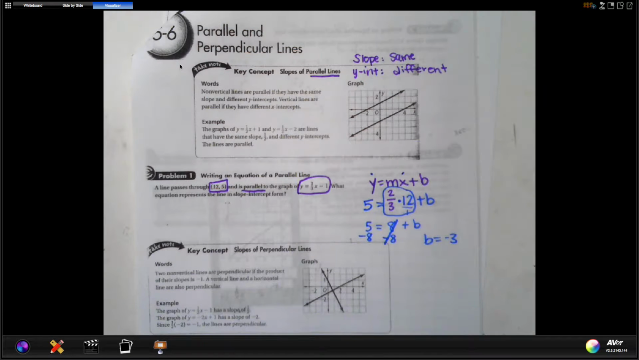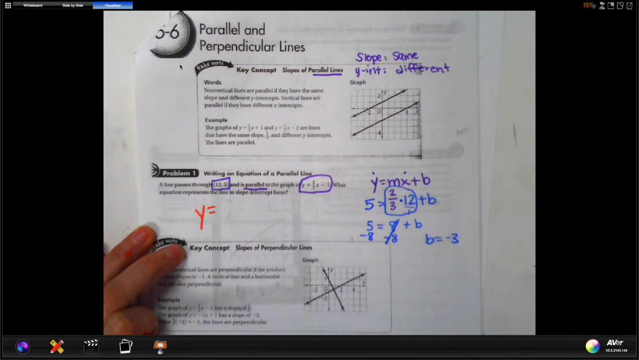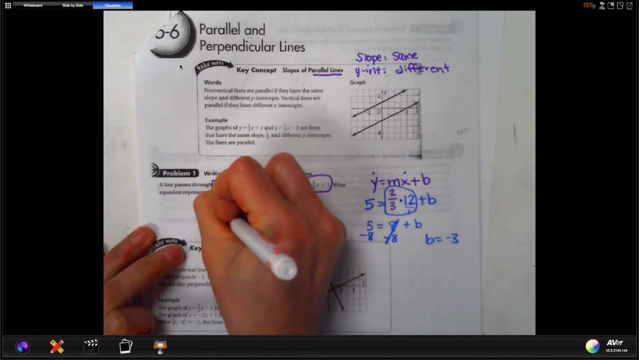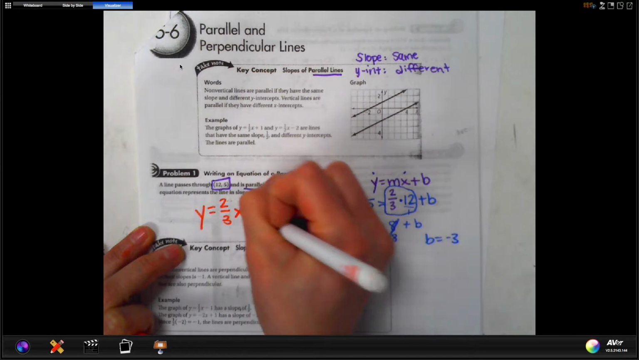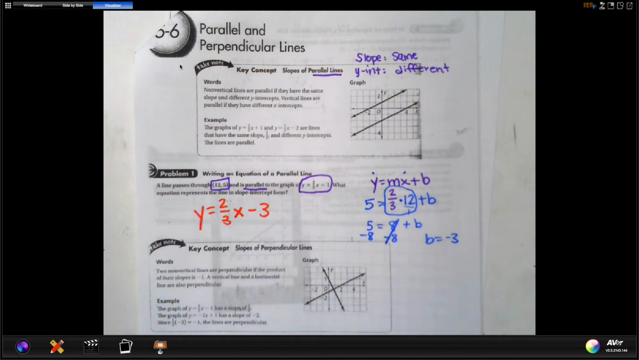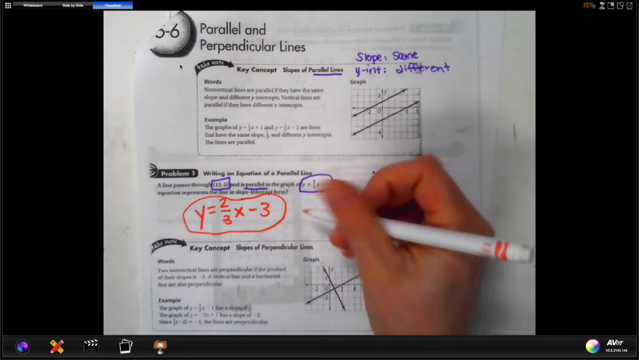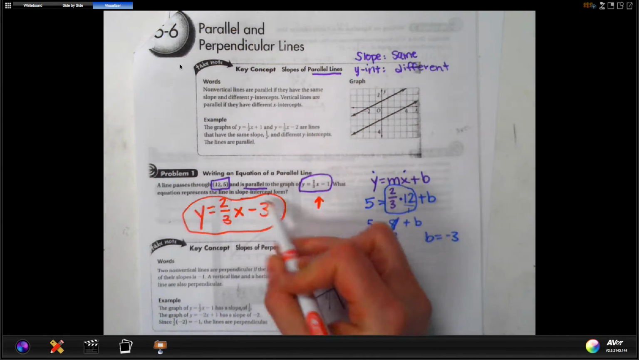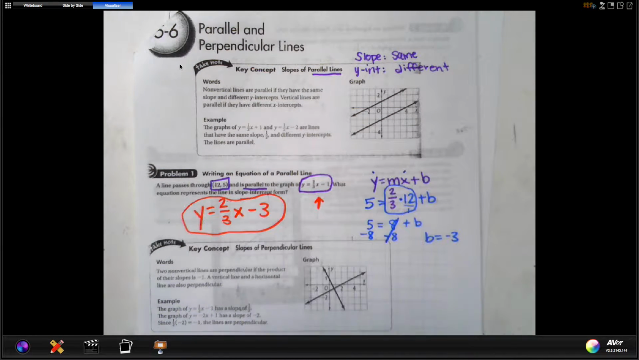That's the information you need now to write the equation. The equation is y equals, what's the m got to be? We already know, 2/3, x, and now what did we just decide b was? Negative 3. You can either say minus 3 or plus negative 3. They're both the same. So this is the answer. This will be parallel to the other line. This one will cross the y-axis at negative 3, this one will cross at negative 1, and they will be parallel.